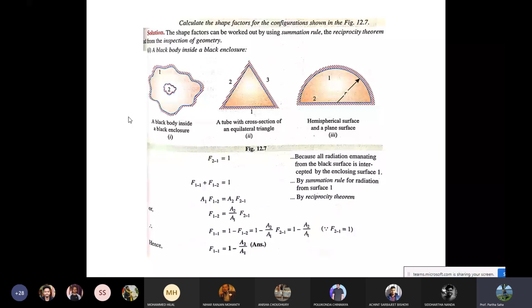I think these numericals I have deliberately given: a black body inside a black enclosure. You have a black body enclosed in a black enclosure. Then a tube with a cross section of an equilateral triangle.